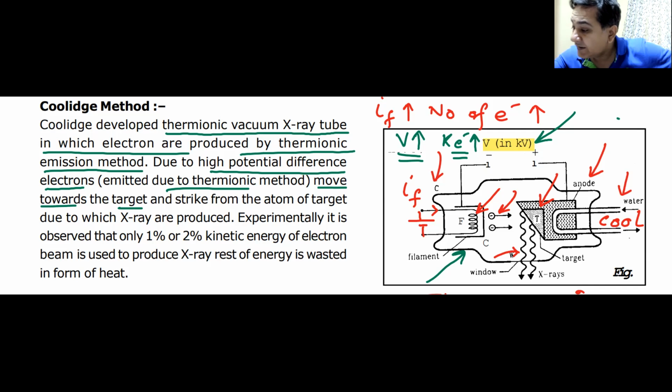Then, sir, what happens? They strike the atoms of the target, due to which X-rays are produced. Do we understand this? Electrons strike the target, X-rays are produced. And remember, very important point here, only 1 to 2% of the kinetic energy is used to produce X-ray. Where does the rest go? The rest is lost in the form of heat.